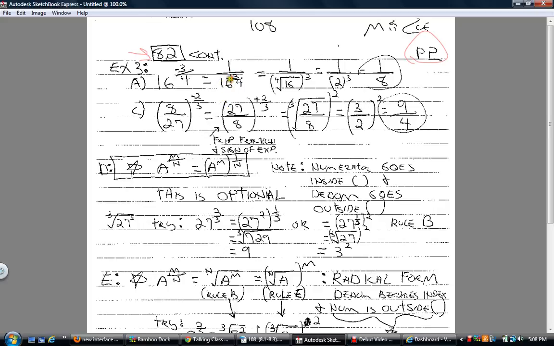Now you've got 16 raised to the 3/4. Convert that. Again, the denominator becomes the index, and you take the 4th root of 16, which is 2. 2 cubed is 8, and there's your answer.